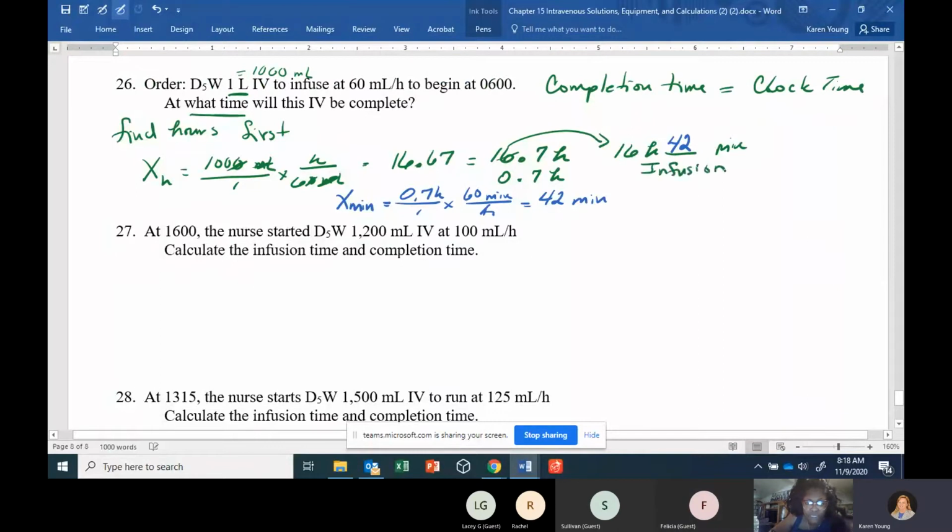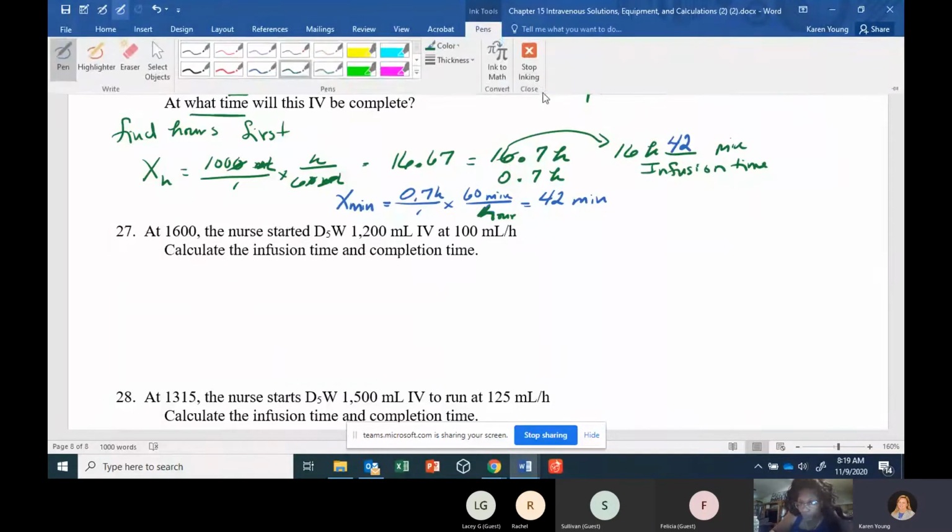Is the 60 minutes over an R? Over an hour, that's an H. Oh, okay. With this pad, my handwriting's bad anyway, but it's really bad with this pad.